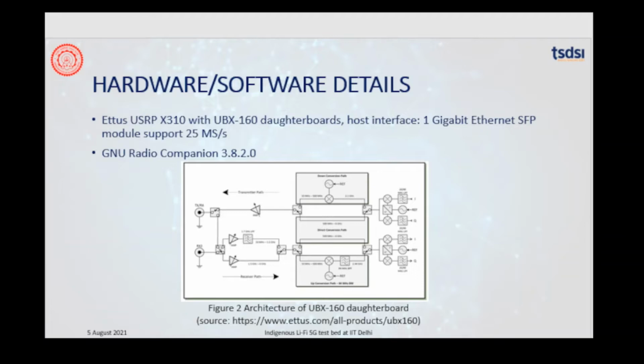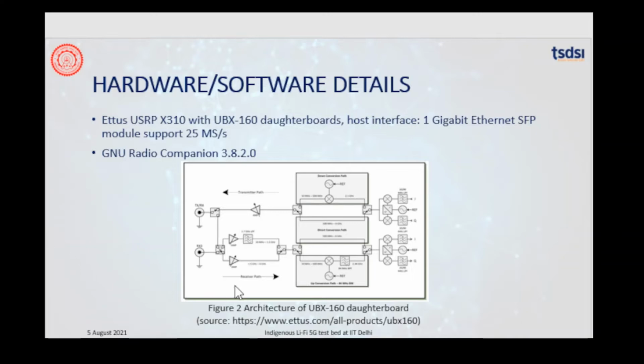So for this demo, we have used 2 USRP X310, one for transmitter, another for receiver. Each USRP X310 is equipped with UBX 160 daughter board. Each USRP is connected to the host computer with the help of a 1 gigabit Ethernet SFP module, which supports up to 25 megasamples per second.